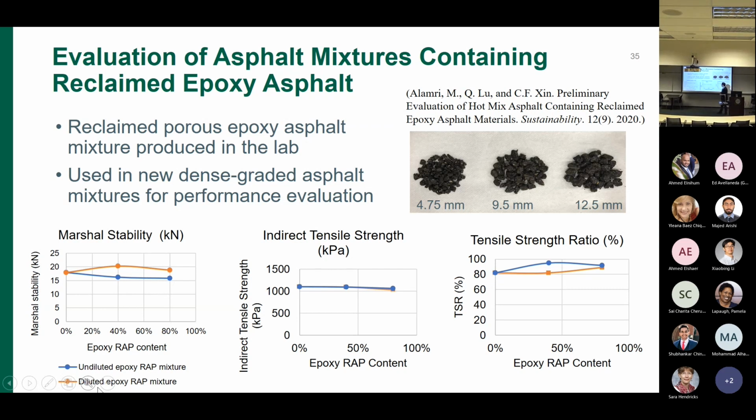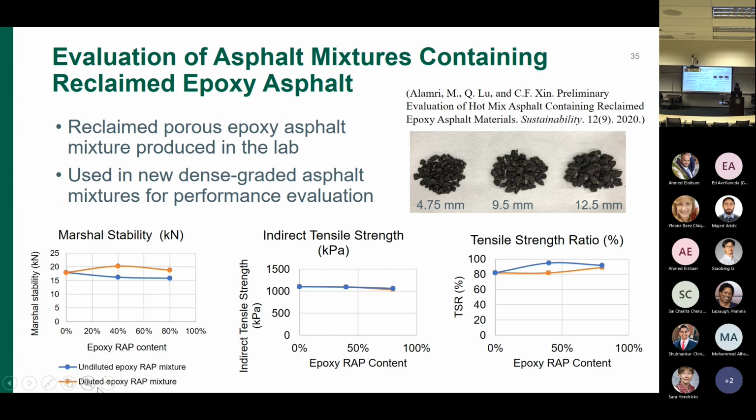Okay. And here, to see some results, the Marshall stability, which reflects the overall stability of the compacted mix, the indirect tensile strength, and also the tensile strength ratio, which is used to evaluate the moisture resistance of the mix.